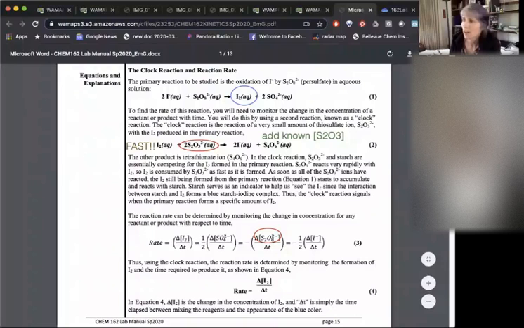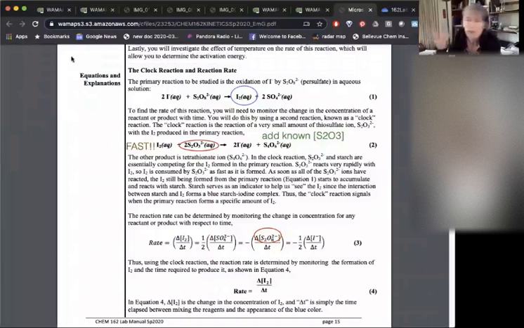So that's why the clock reaction is called a clock reaction. It gives us time to hit the stopwatch. Otherwise, the reaction would be so fast that as soon as that iodine forms, the starch would turn black. So in order to buy us some time, we add the S2O3, and that uses up the iodine, and that gives us time to watch it and click the stopwatch. So when that color change happens, we know the iodine has formed, and as soon as the iodine forms, the starch is going to change colors.